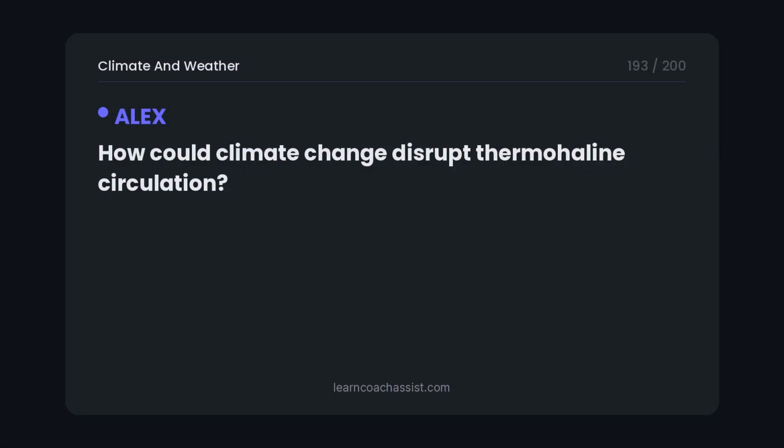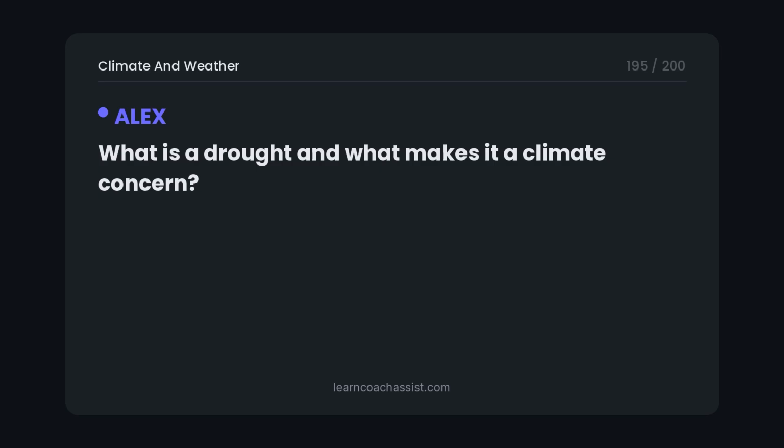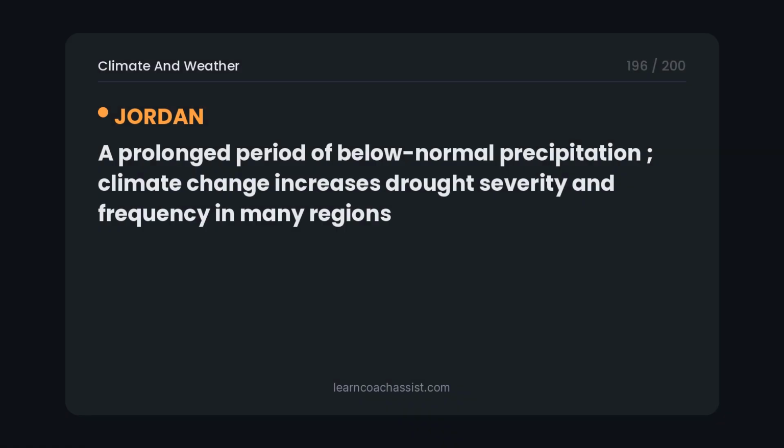How could climate change disrupt thermohaline circulation? Fresh water from melting ice sheets could dilute salty North Atlantic water, weakening the sinking that drives the circulation and cooling Europe. What is a drought and what makes it a climate concern? A prolonged period of below normal precipitation. Climate change increases drought severity and frequency in many regions.